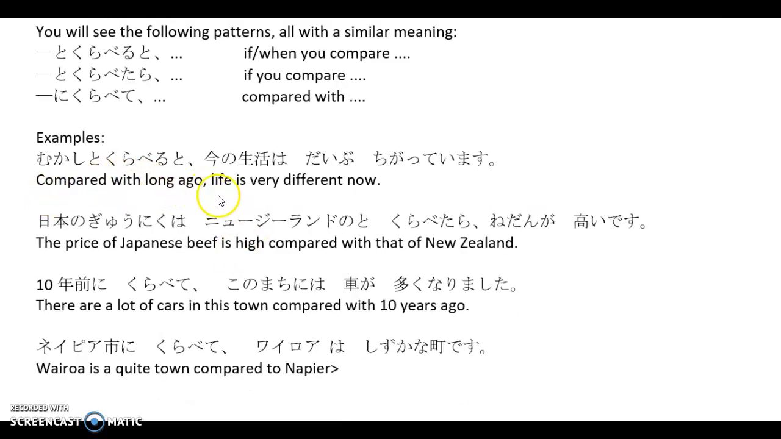Compared with long ago, life is very different now. Mukashi to kuraberu to, ima no seikatsu wa daibu chigatte imasu. Or, the price of Japanese beef is high compared with that of New Zealand. Nihon no gyuniku wa New Zealand no to kurabetara nedan ga takai desu.